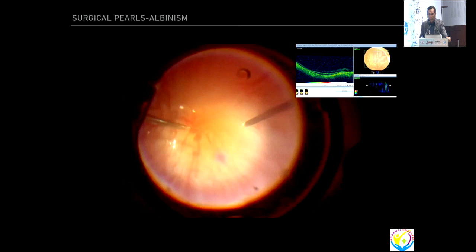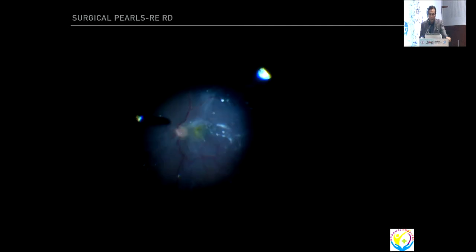Because there is so little contrast, it's impossible to find the causative break in some cases. And we could find it here, and then, laser barrage and cryo to that break. The patient did fine in the post-op period.